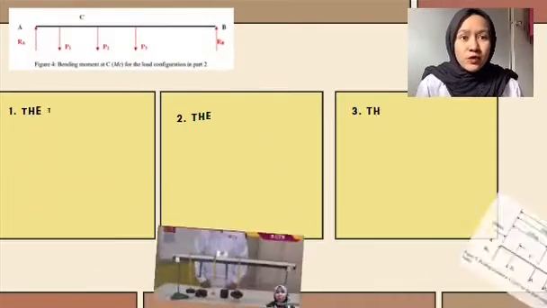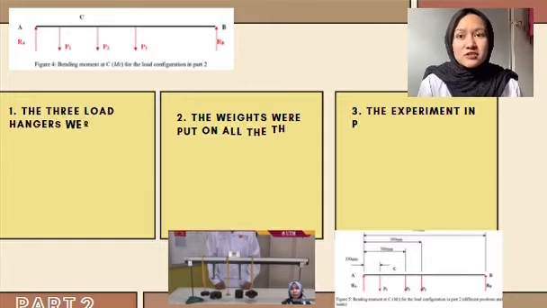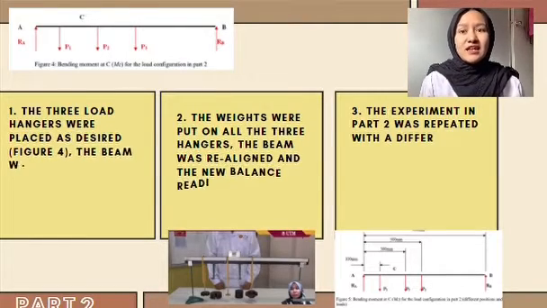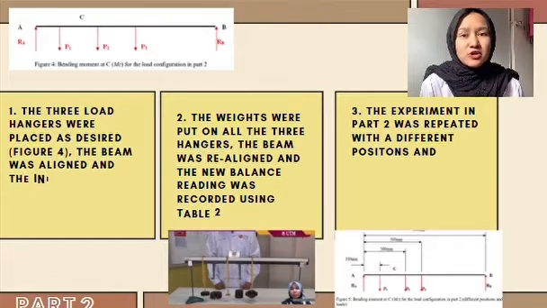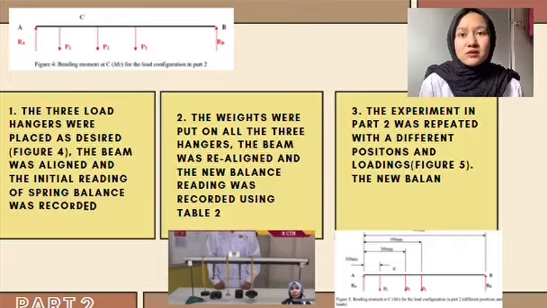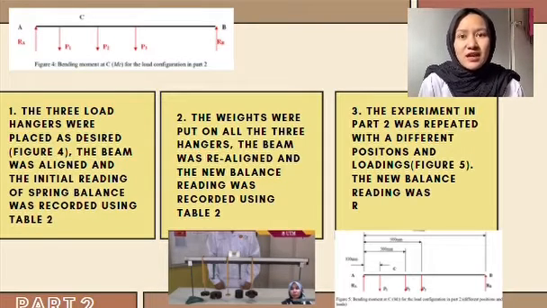For part 2, the 3 load hangers were placed as shown in figure 4. The beam was aligned and the initial reading of the spring balance was recorded using table 2. Secondly, the weights were put on all 3 hangers, the beam was realigned, and the new balance reading was recorded using table 2.